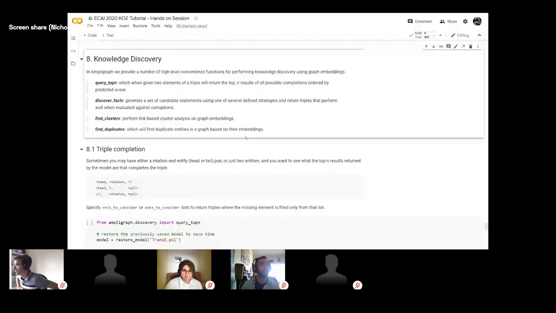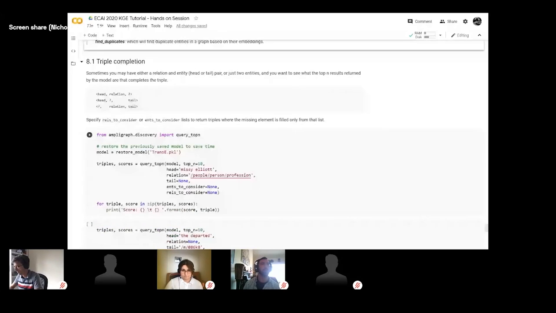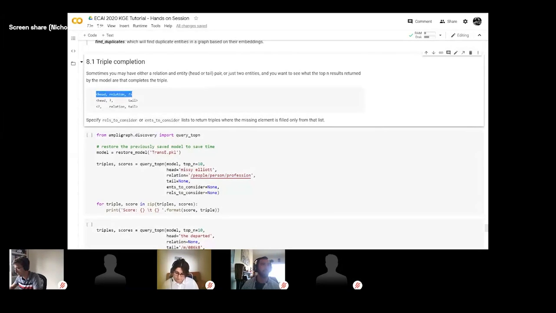So the first example is triple completion. As I mentioned, sometimes you might have a triple and you have either a relation or one entity, either the head or the tail, and you want to see what are the most likely completions of that triple. So here are shown the three instances we're considering. We have the head and relation, and we just want to know what's the tail entity. Or we have the head and the tail, and we want to know what are the possible relations that connect these two. Or we're just missing the head entity. If we have particular sets of relations or specific entities that we want to consider, we can also provide them to the function by specifying rels to consider or ents to consider.